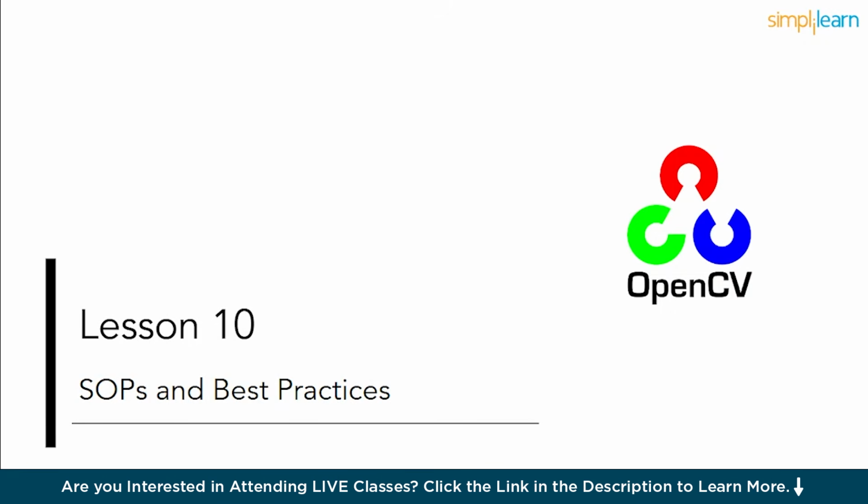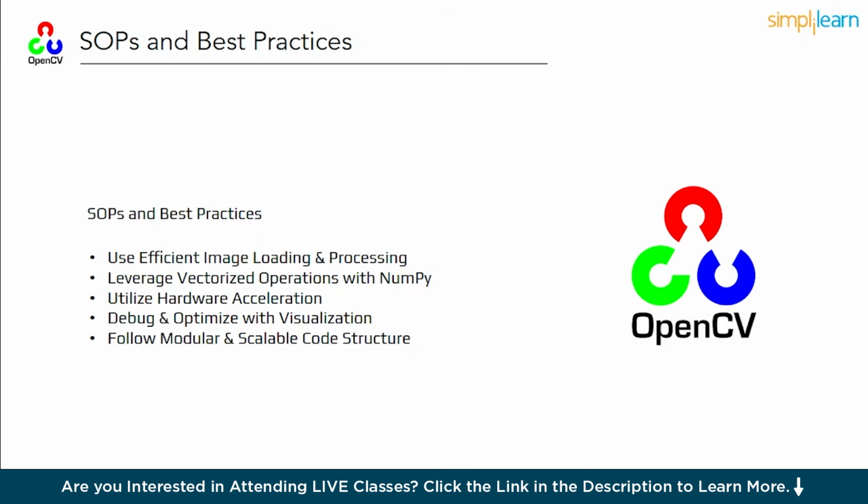Some best practices and standard operating principles that we follow. We need to make sure that we use effective image loading and processing techniques, wherein I would say try to use either the OpenCV library or the NumPy library to read the 3D arrays and process them through NumPy. Do not try to read them pixel by pixel, because that will slow your machine down a lot. Don't read each pixel one by one. That's one thing. The second thing is to leverage vectorized operations with NumPy. Start using NumPy as much as possible, because that will allow you to process the data faster. Otherwise, things will become very, very slow.